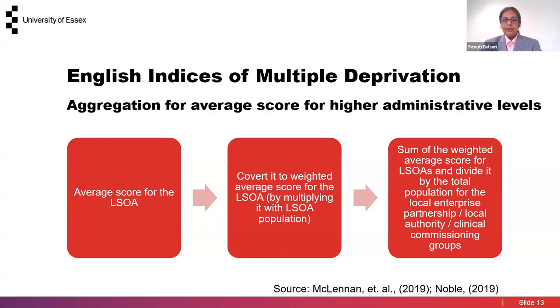So how is the aggregation done? We have the average score for the LSOA. It is converted into a weighted average score by multiplying it with the LSOA population. They are all then summed up and divided by the total population for the higher level administrative units, that could be a local enterprise partnership, local authority, or clinical commissioning group.